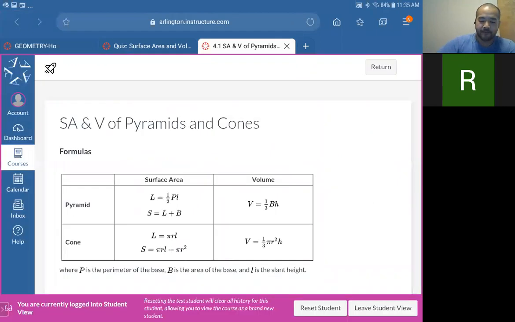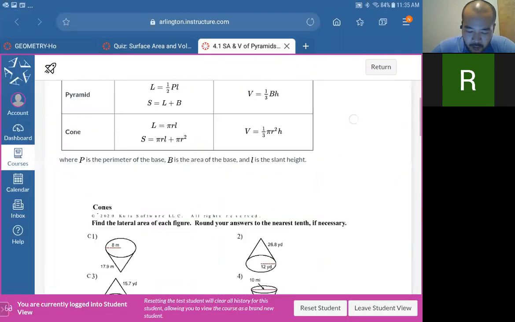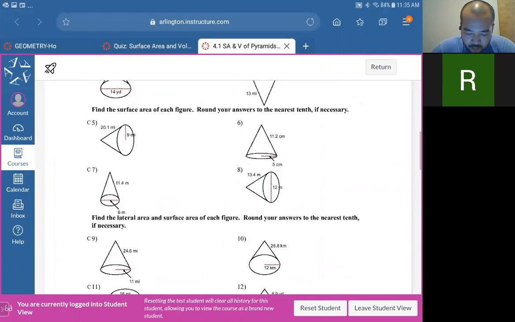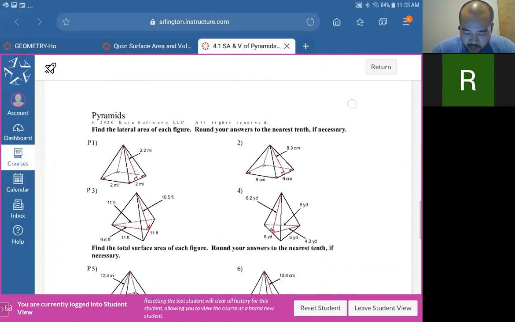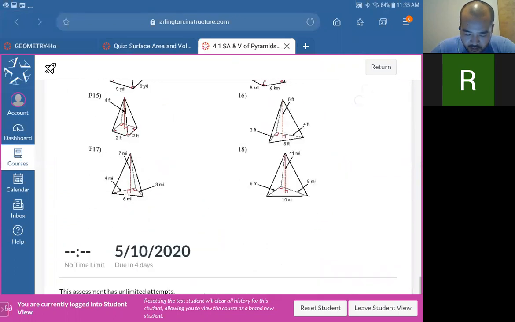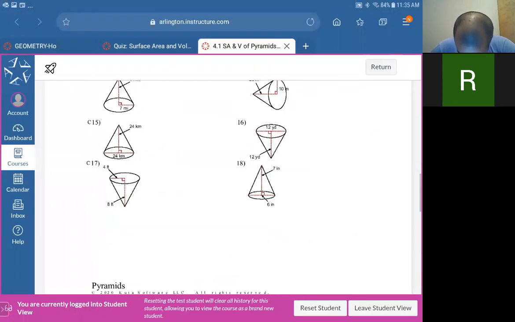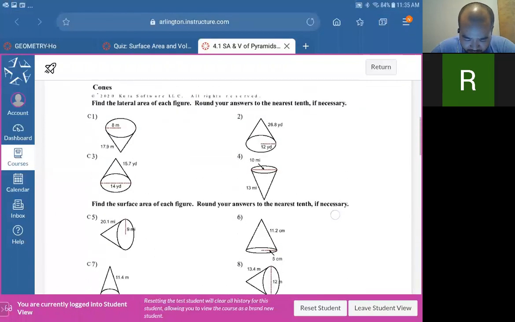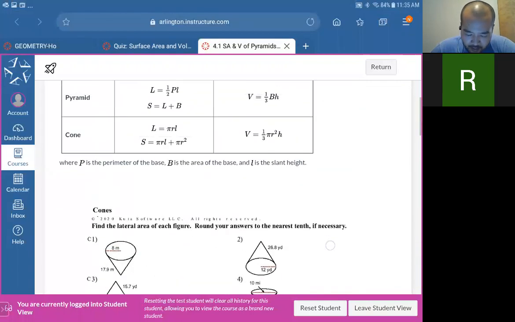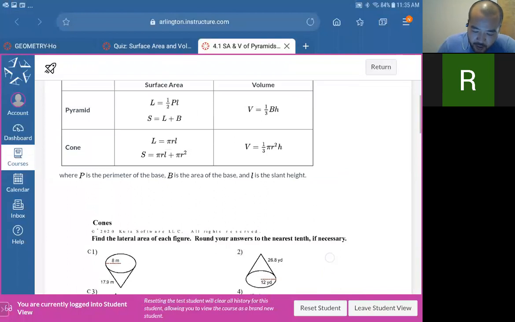So here's your assignment. Pretty straightforward. You got a bunch of questions like before, and it'll pick some random questions for you to answer. There's not going to be 36 questions, so it'll generate some questions. You got to answer them. Area. So for the cone, lateral area is right here. It's pi r l.